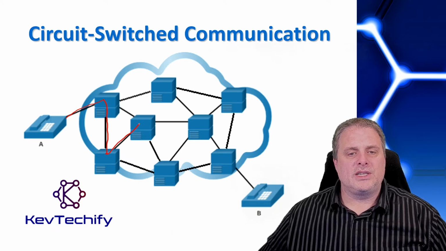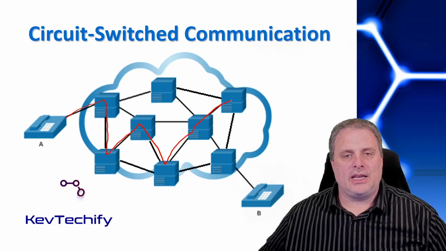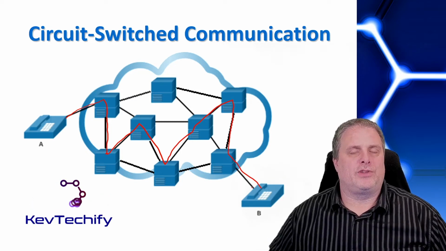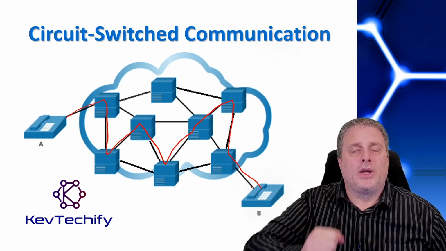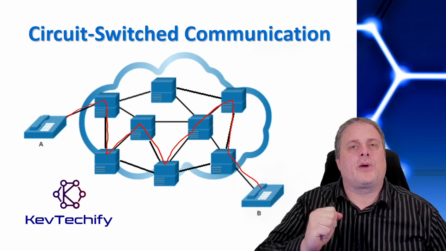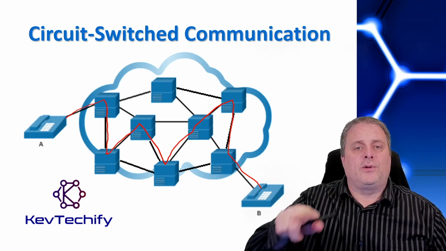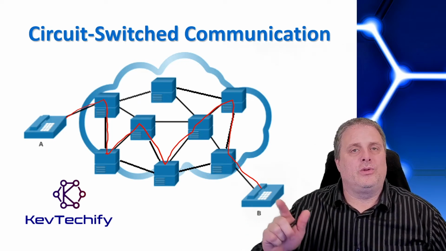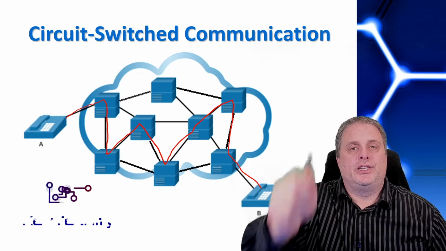But once it establishes that path through the network, it continues to use that path for the entire phone conversation. So as long as you keep that phone up, as long as you continue to talk to grandma, that phone conversation will travel that exact same path through the network. It will never change until you hang up.